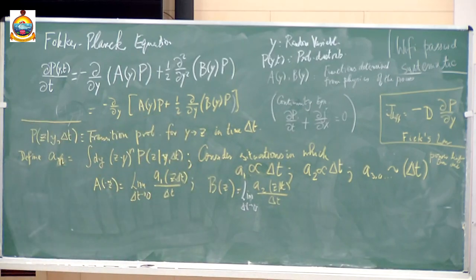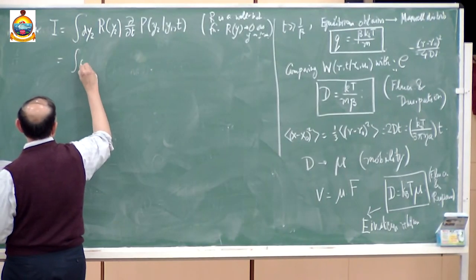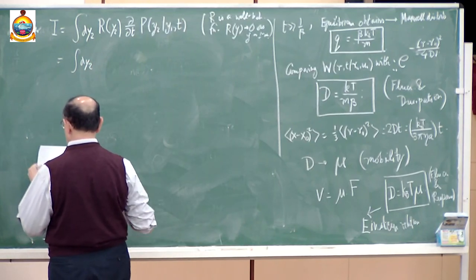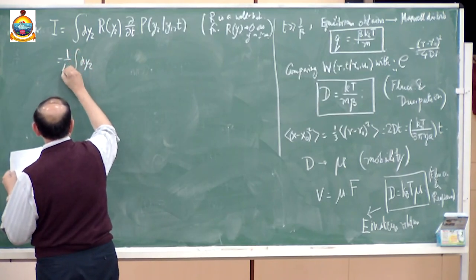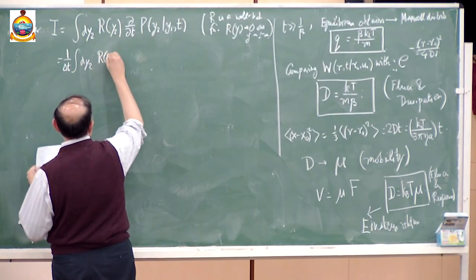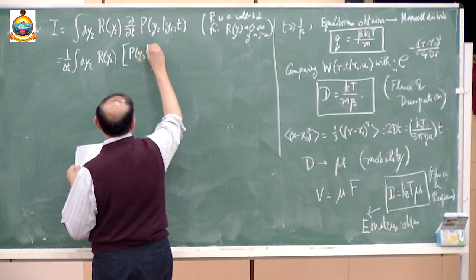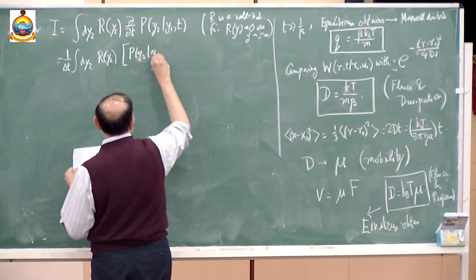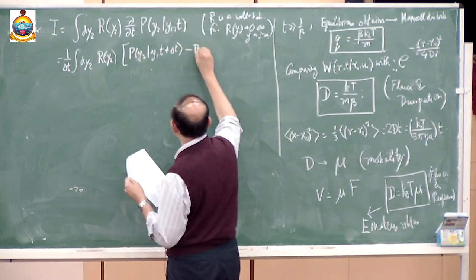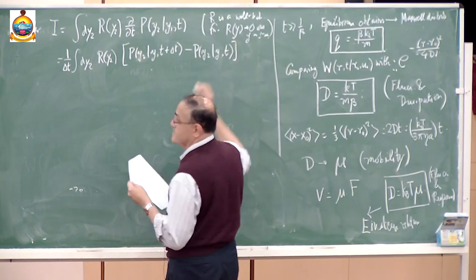Right. So, let us go now. But in the nature of derivatives, we can write this as the difference of two terms. So what we'll do is we'll take the difference between two p's and divide by delta t. You understand what I'm saying? R of y2, p of y2, y1 at t plus delta t, minus p of y2 at y and t. Derivative.